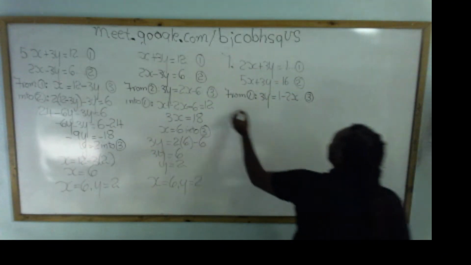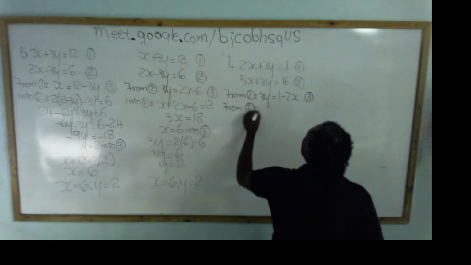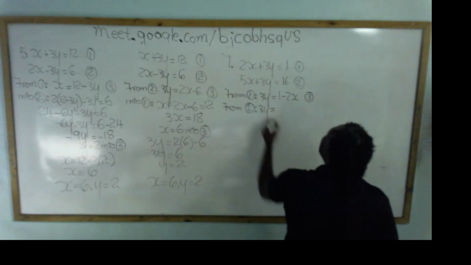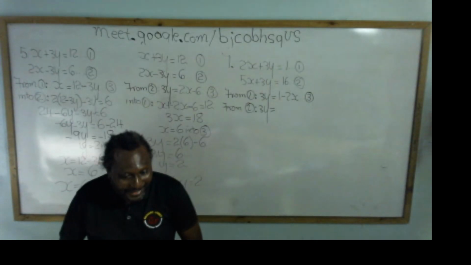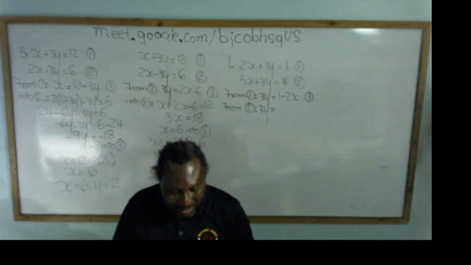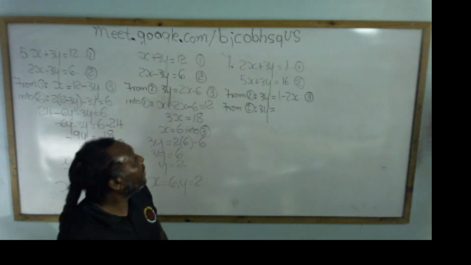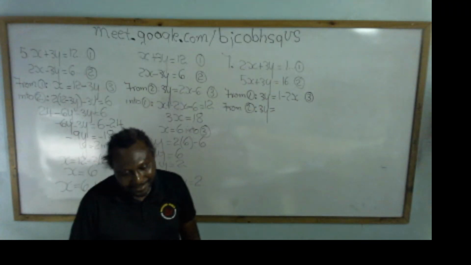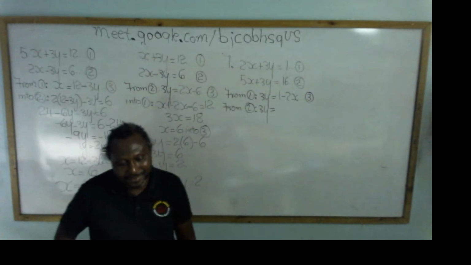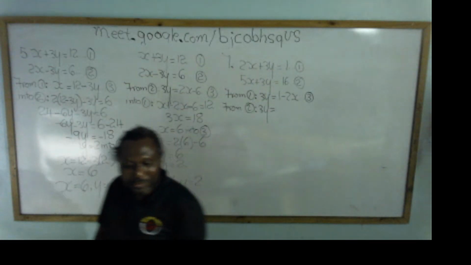From equation 2, 3y is equal to, so go to equation 2 now. That's a different style of substitution that we are doing now. From equation 2, 3y is equal to what? That's surely another style of substitution we have. Okay, that's nice.